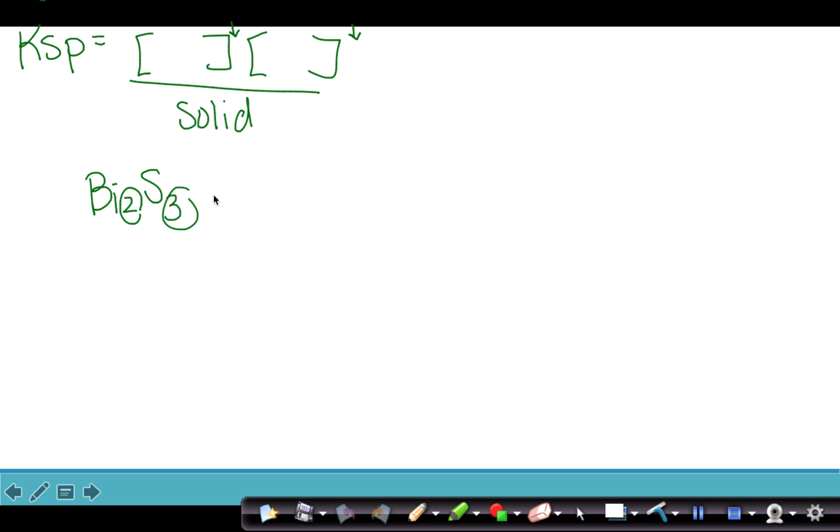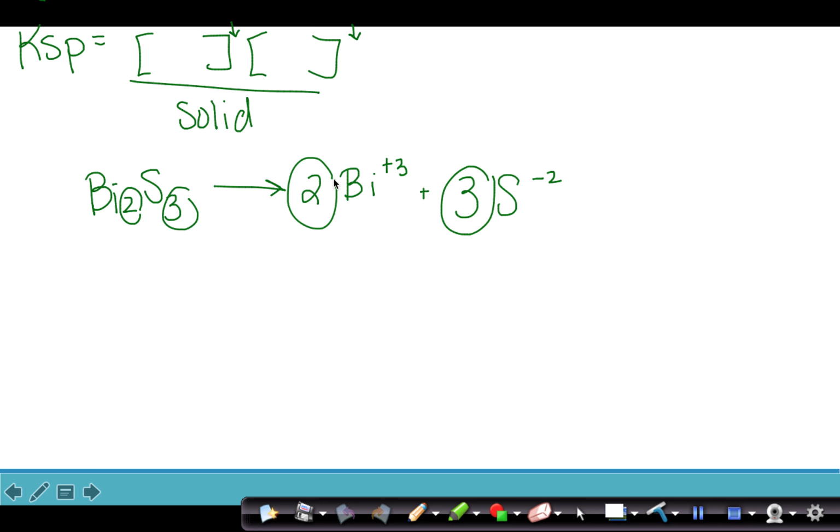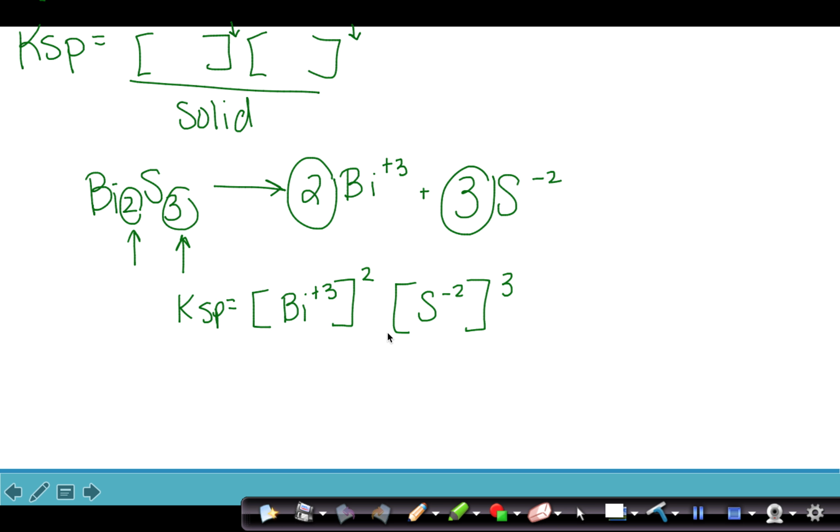Bi2S3. That Bi2S3 made 2Bi+3 and 3S-2. So these coefficients become the exponents, and they came from the subscripts. So my Ksp for this one is [Bi+3] squared [S-2] cubed, and those numbers came from the subscripts.